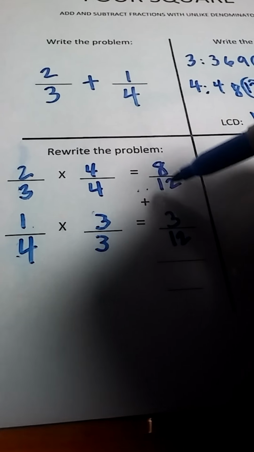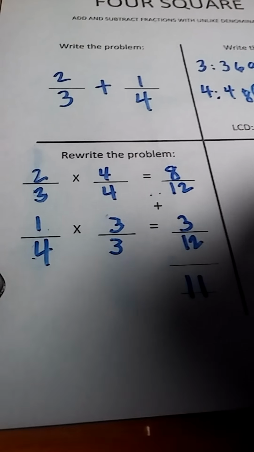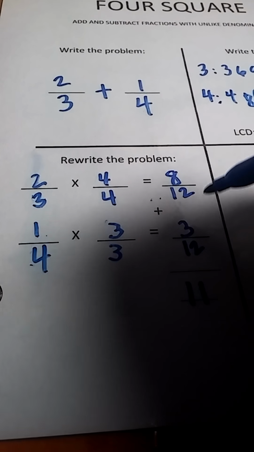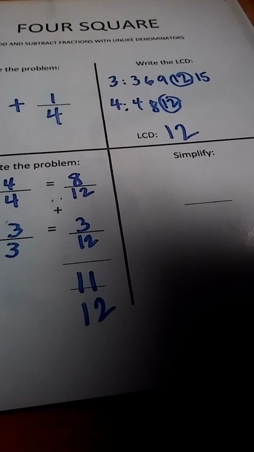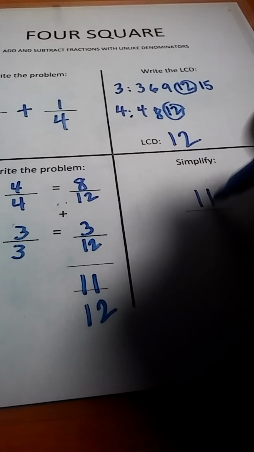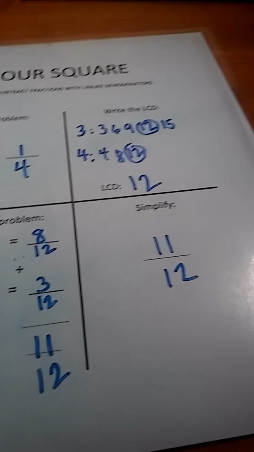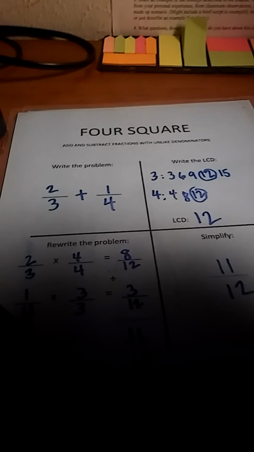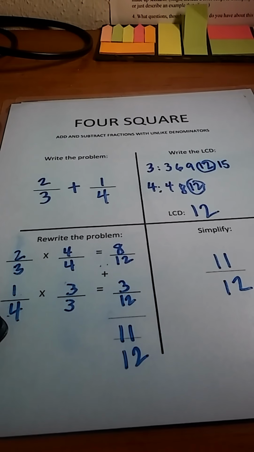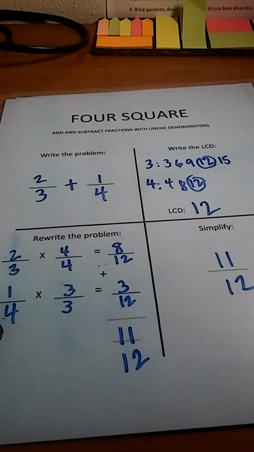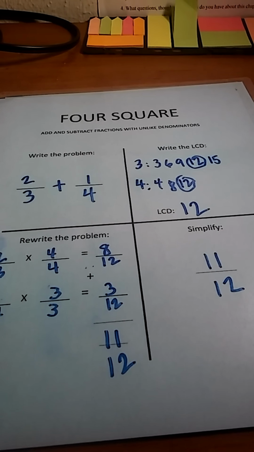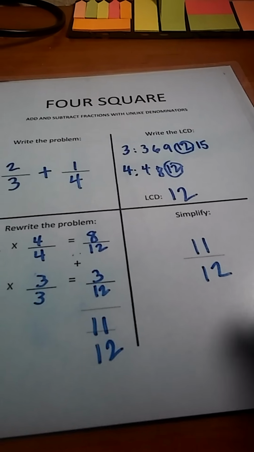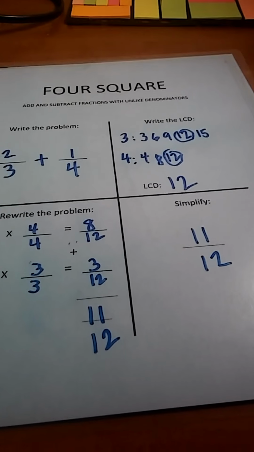So 8 plus 3 is 11. And my denominator stays the same. And I cannot simplify that. So my final answer will be 11/12. And I have 1, 2, 3, 4 squares, and I'm done. And I know nobody else has said 4 squares, so I'm going to say 4 square. That way everybody can know that I finished it first, and the teacher will see if I got it correctly.